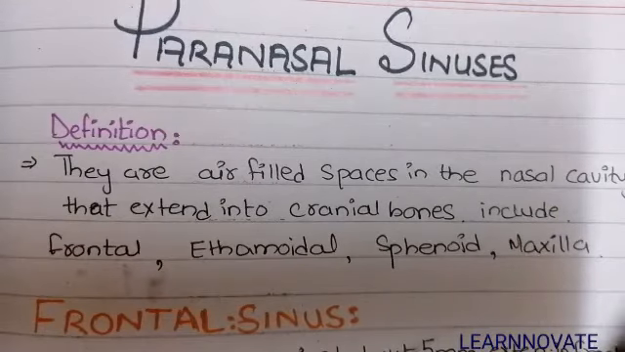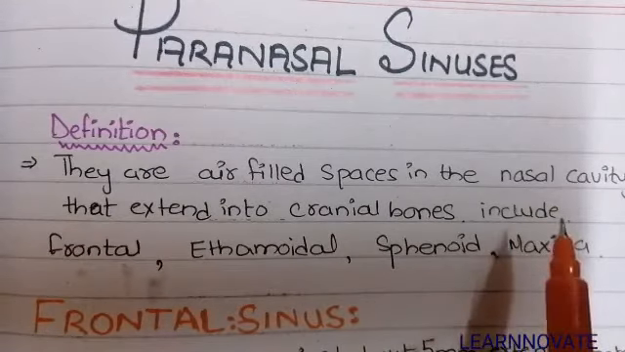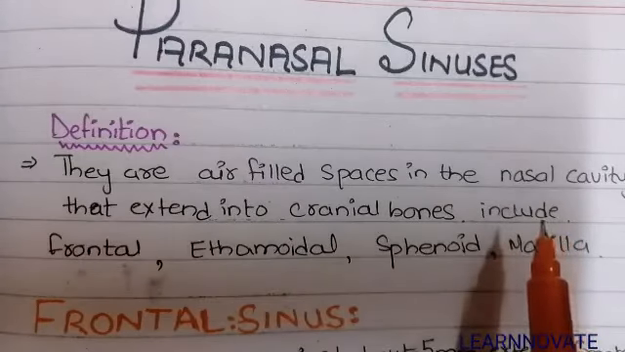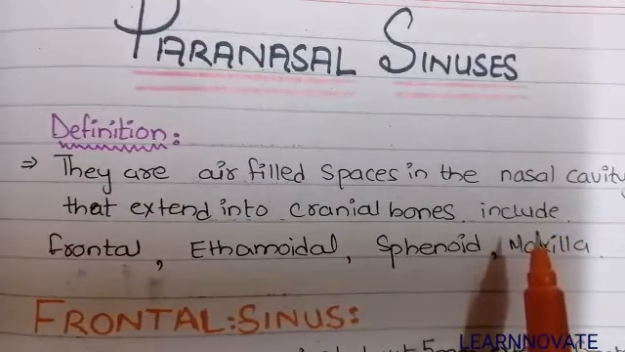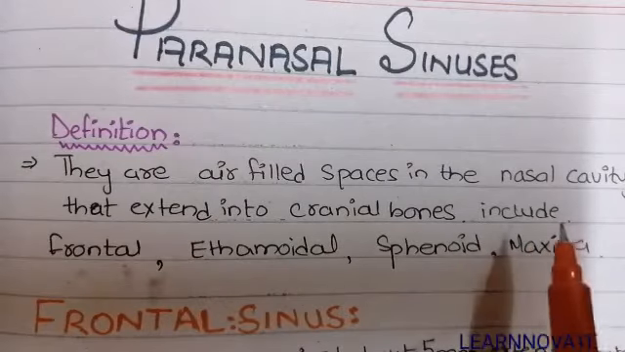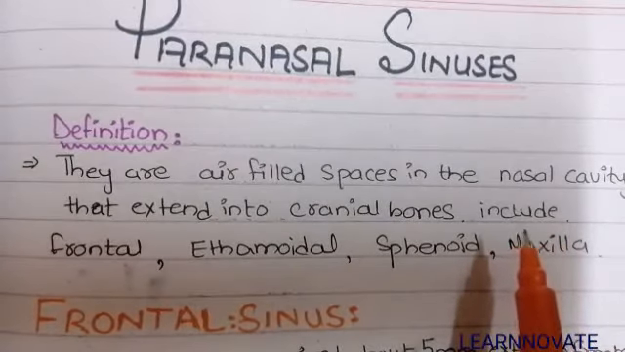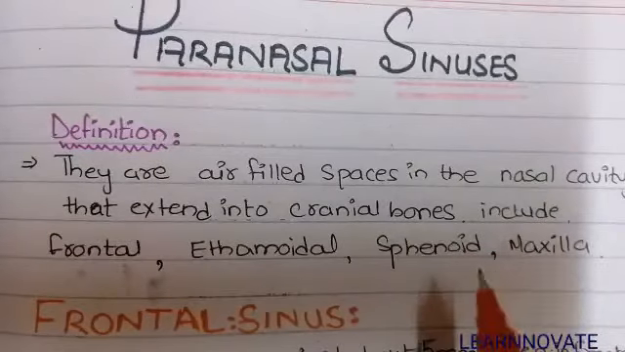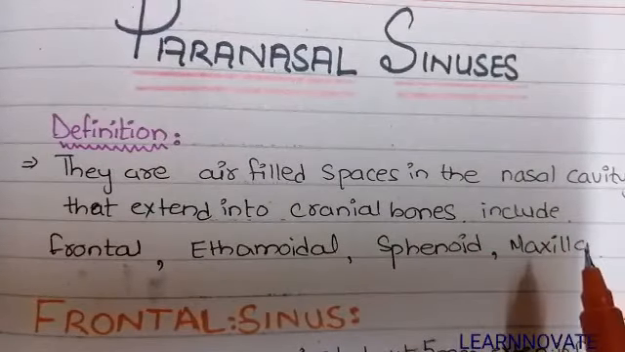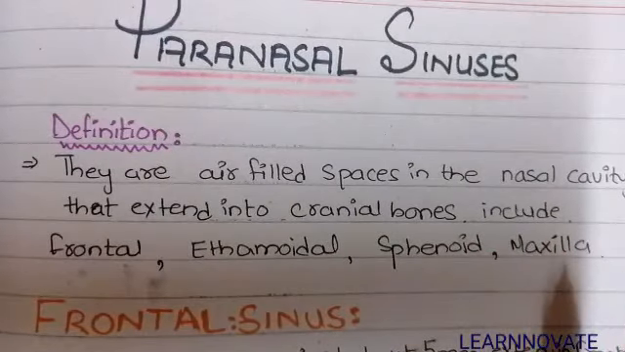And also one more important thing, that these paranasal sinuses that are air-filled are lined by pseudostratified epithelium, and they have mucus secreting goblet cells that are going to secrete the mucus in the nasal cavity and in the sinuses. And if the mucus gets accumulated, it will cause sinusitis.